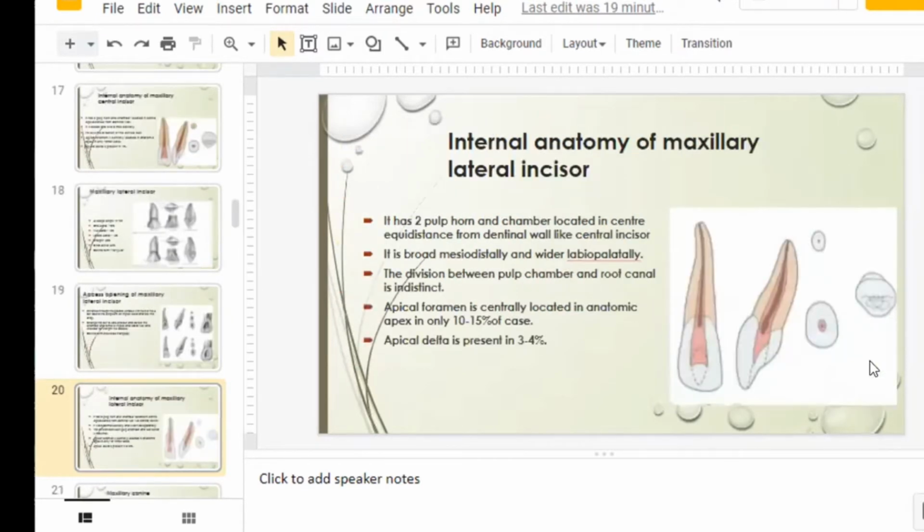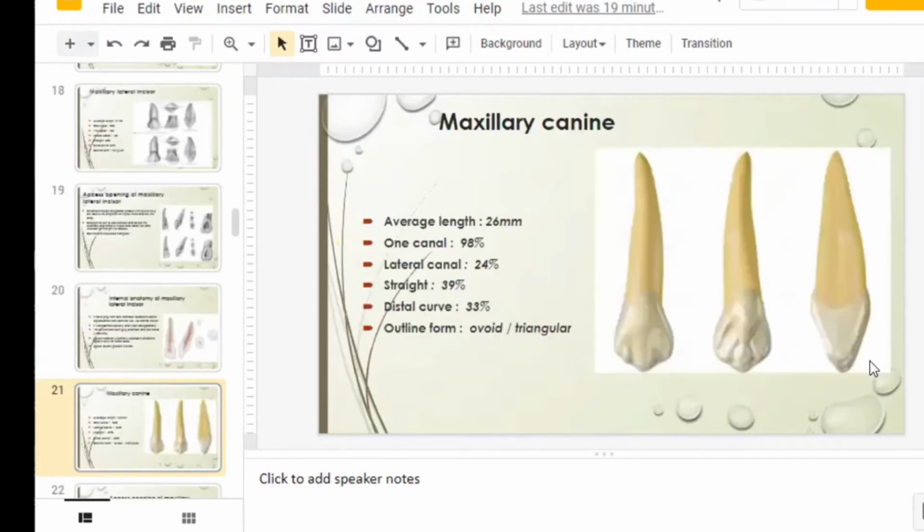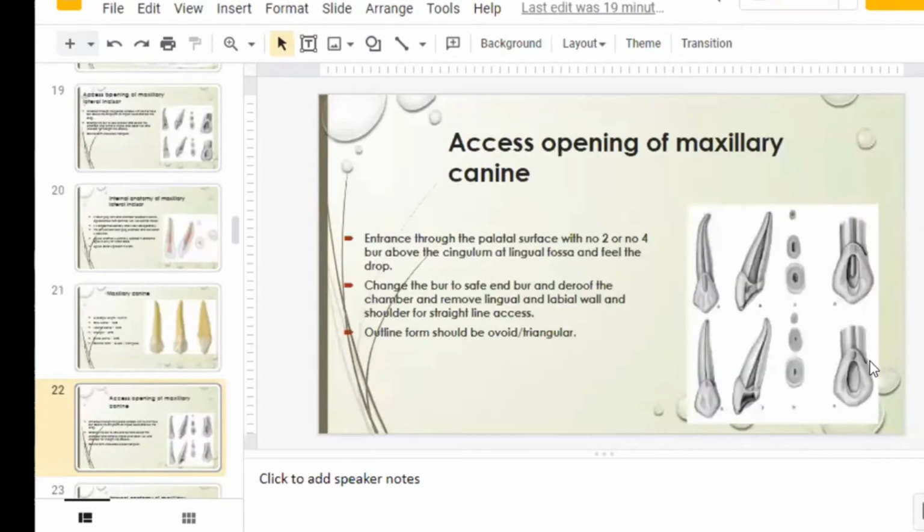Again, for the lateral, next is the canine. Canine average length is 26 to 27 mm. Again, one canal in 98 percent. Lateral canal possibility is again 24 percent. The outline form here is also the same, ovoid or triangular in shape. So same procedure. Now, Dr. Priyanka, can you say the steps? Because everything is now the same.